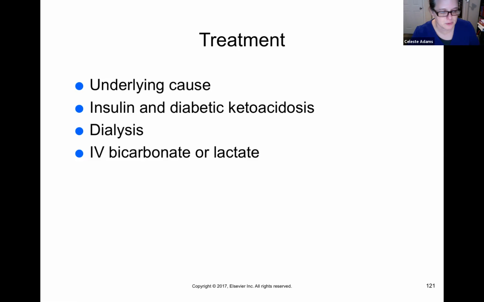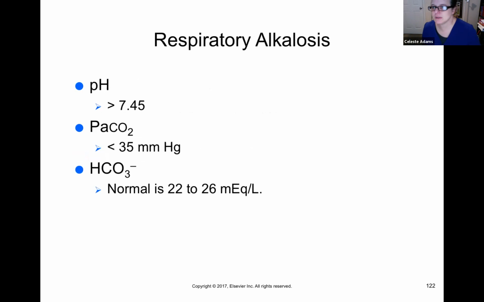So now we're going to move into respiratory alkalosis. What does respiratory alkalosis tell us? There's a problem with the lungs, because it's respiratory. So we've got a breathing problem here. And alkalosis means we have too much base, too much bicarb.